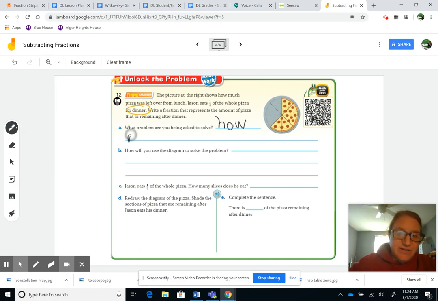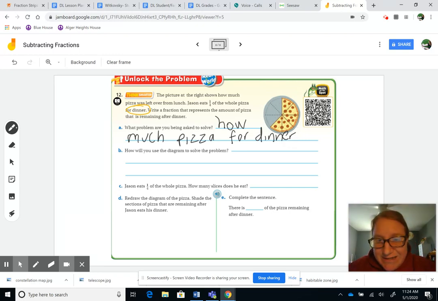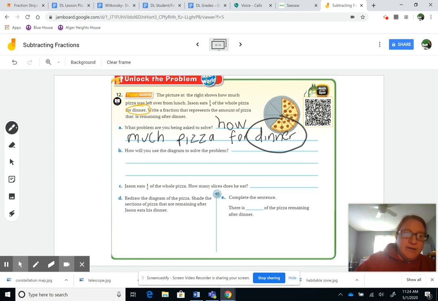Okay, so how much pizza did he have for dinner? Dinner is the key word right there, okay? I probably shouldn't have circled that so big. Got it in the other space. Okay, dinner.